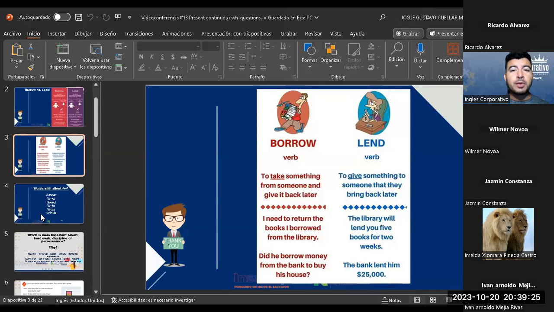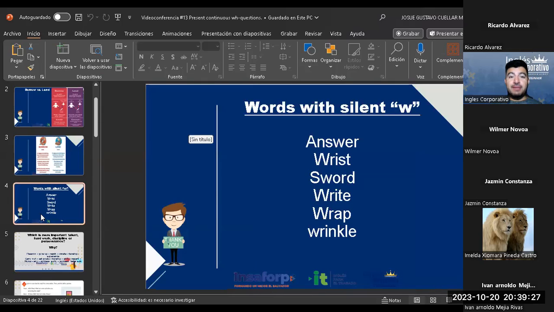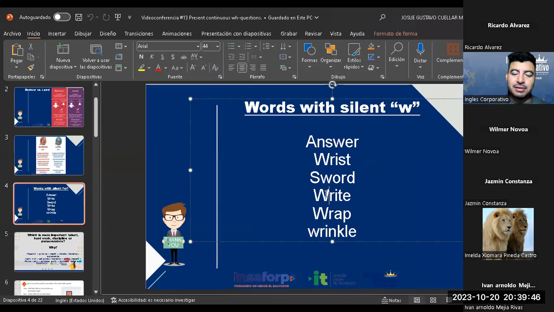Vamos con otro. Words with silent W. Importante esto. Palabras con la W silenciosa. Look at this. No es wanswer, es answer. No es wrist con W, es wrist. Tampoco es sword con W, sino sword. No es wright, sino right. Es como que si esta W no existiera, ¿ve? Right. ¿Ok?